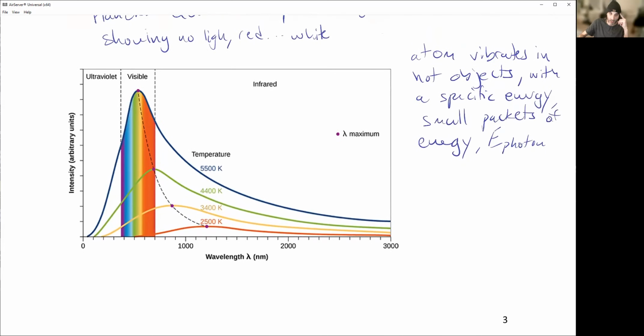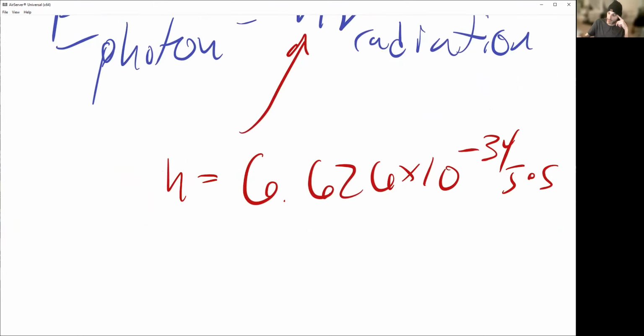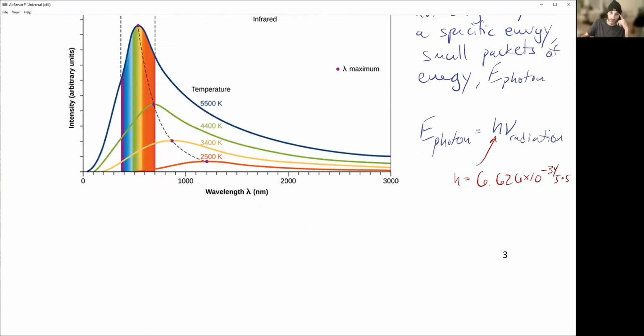And that energy of a photon is what we're interested in. So he developed this idea that the energy of some quantum or photon is equal to Planck's constant times the frequency of vibration of that radiation. Planck's constant, you will be given this, but it's important to understand where it came from. Planck's constant is 6.626 times 10 to the negative 34 joule seconds.